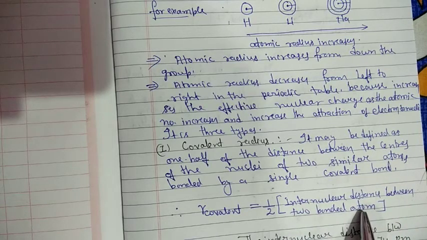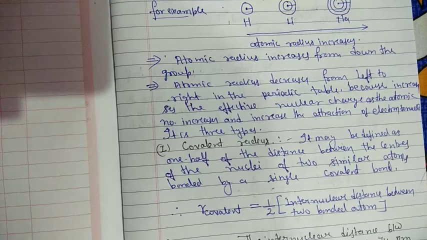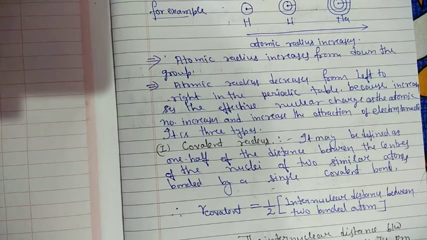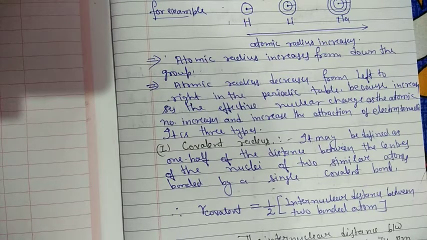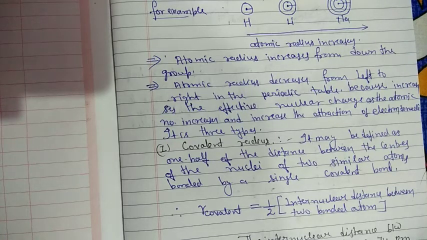For example, the internuclear distance between two hydrogen atoms in a hydrogen molecule is 74 picometers, but the covalent radius is half of the distance. So 1 by 2 into 74 equals 37 picometers.